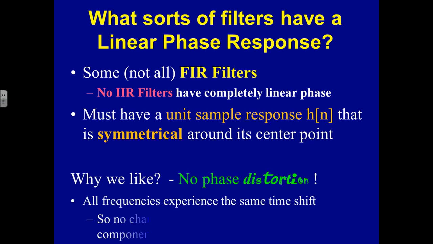Now, why do we like this? Well, a filter that has linear phase response, we say it has no phase distortion. If it has a linear phase response, then that is telling us that it's time shifting all frequencies by an equal amount. So there's no change in the time alignment of all the frequency components. They're all being uniformly shifted in time. They're not being realigned. They're not being distorted. And so that's a very desirable characteristic for our filters to have.